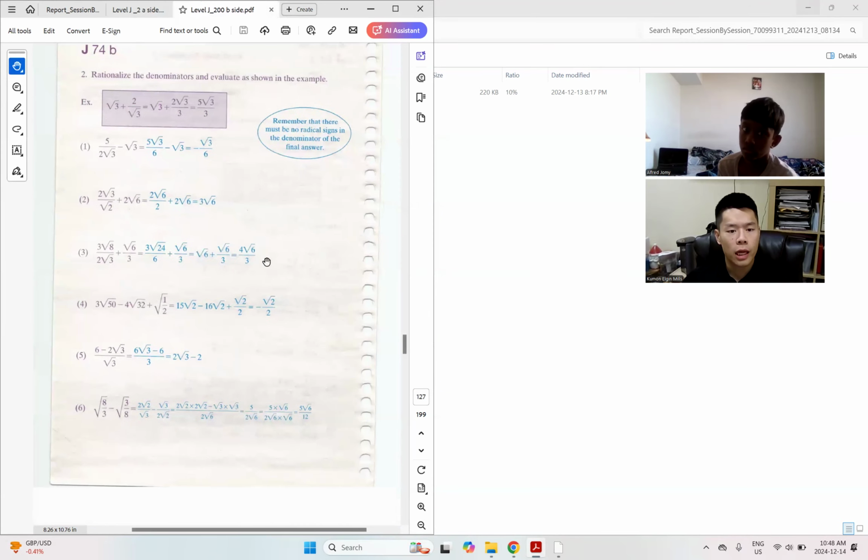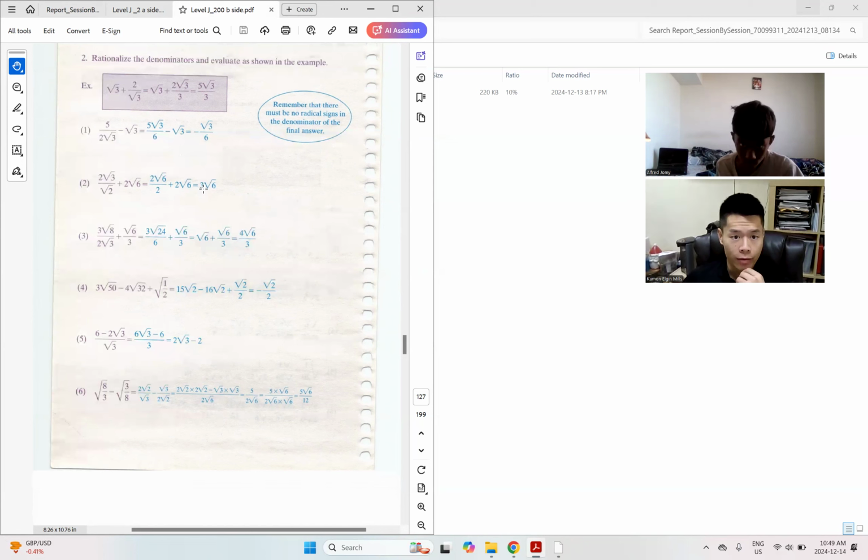Now 74B, which is the last page here. Before, we were just talking about the numerator and denominator. Right now, we have something a little more complicated, as we have other operations involving it: addition and subtraction with two fractions. Let's take a look at the example first. We have root 3 plus 2 root 3 over something. First of all, we have to rationalize this one. Once we rationalize it, it becomes 2 root 3 over 3.